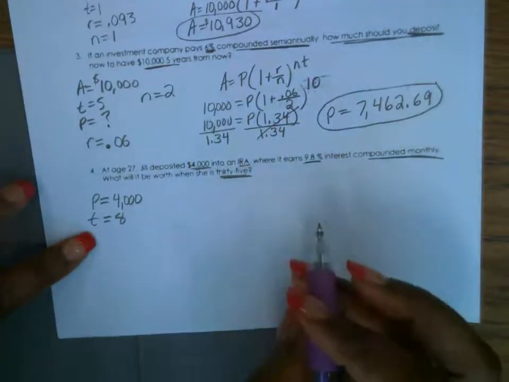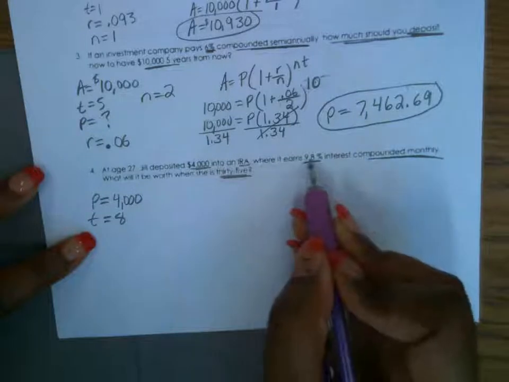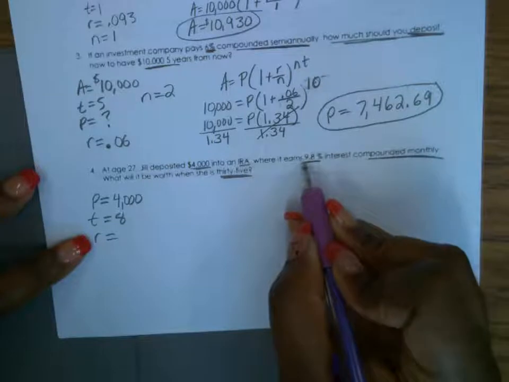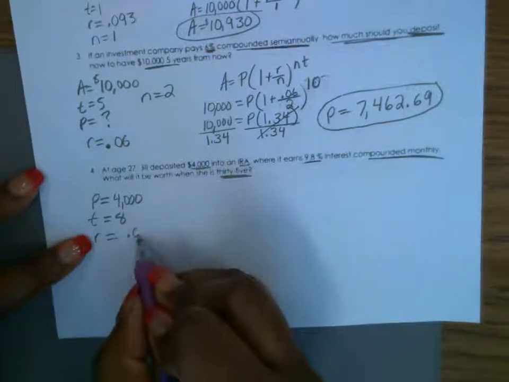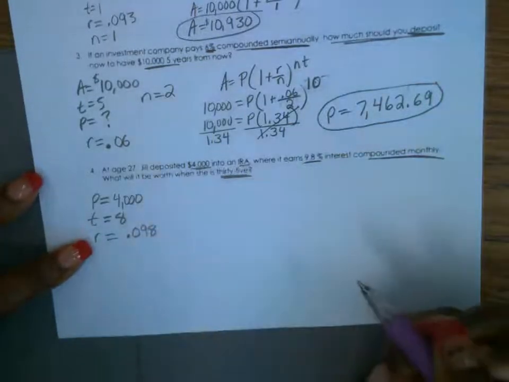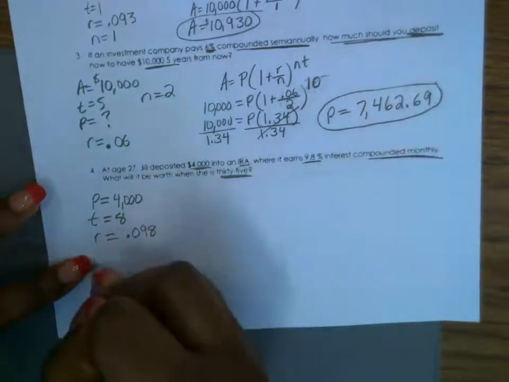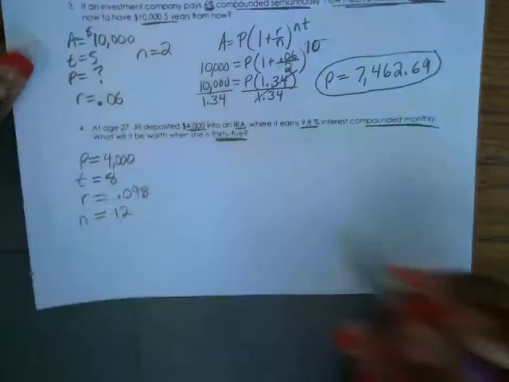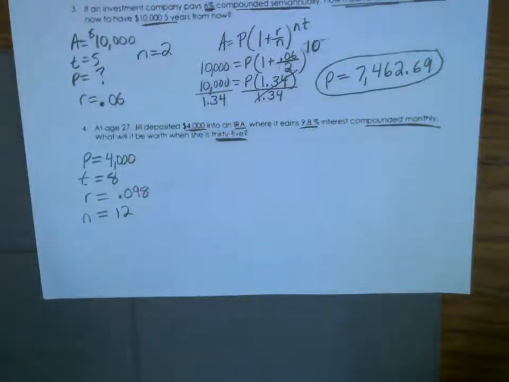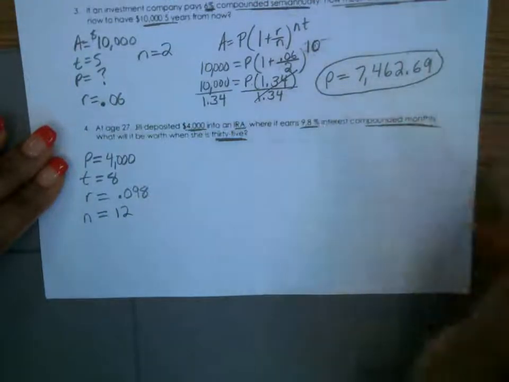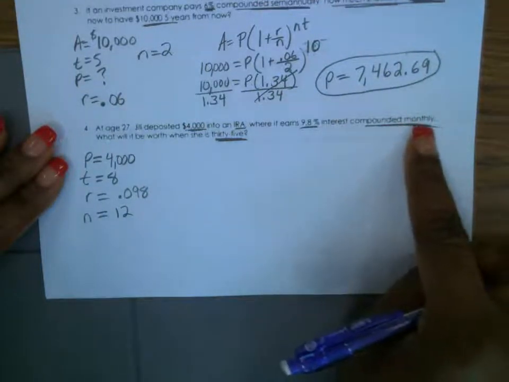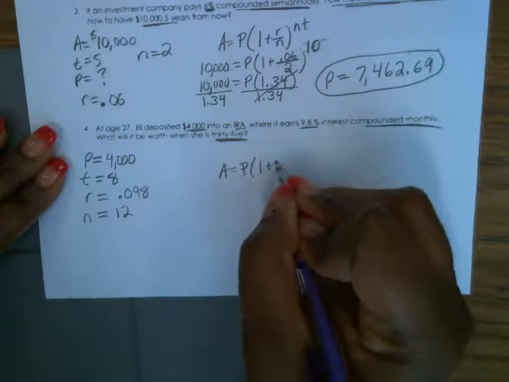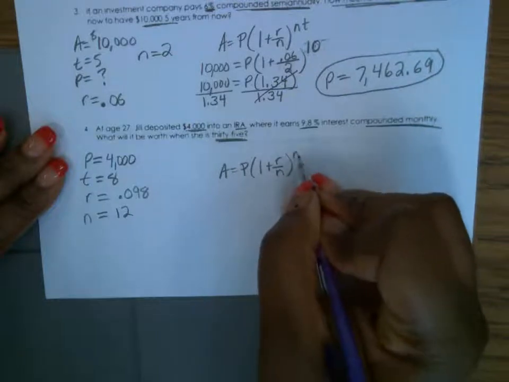All right, so now what else do we have? The interest, the rate. 9.8, change it to a decimal by moving over 2 places to the left. So this is 0.098, okay? It's compounded monthly, so the number of times interest is charged within a year is 12. So it's 12 months in a year. So now we're going to use compound interest because remember, interest is being charged more than once a year. So that's A is equal to P parentheses 1 plus R over N to the NT power.